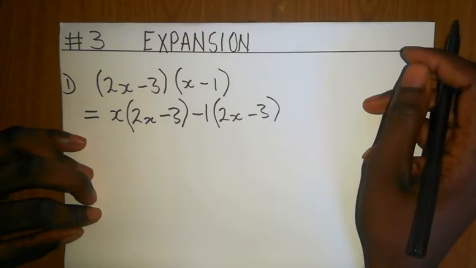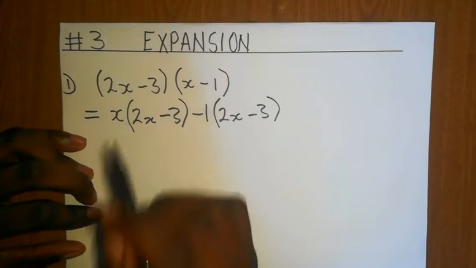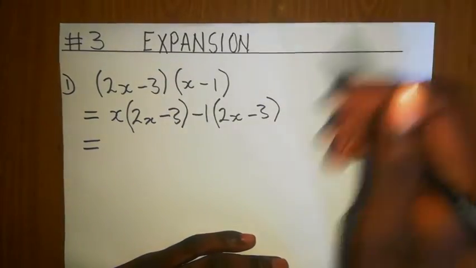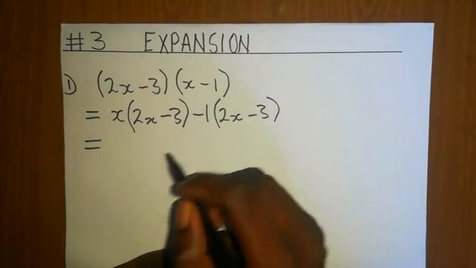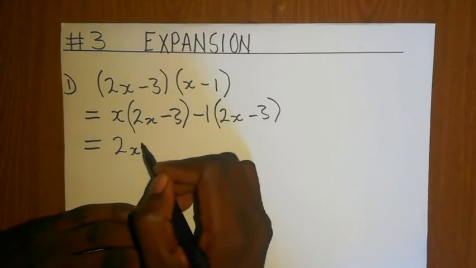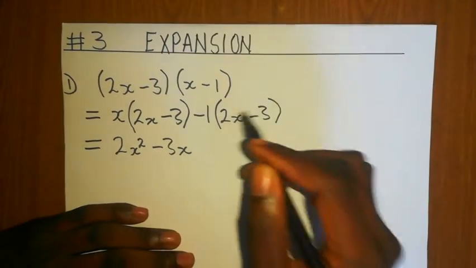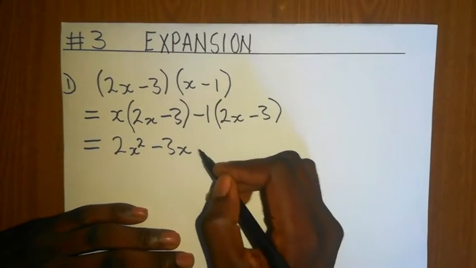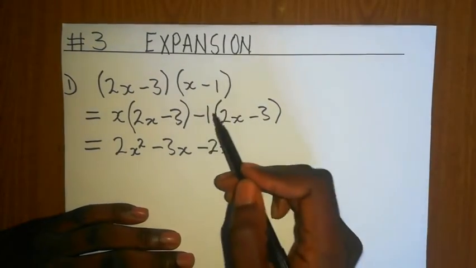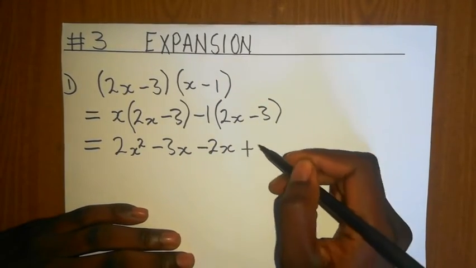Bear in mind, guys, avoid making silly mistakes, especially considering the negative signs. I know most of the students have a phobia of doing something right when it comes to these negative signs. So x times 2x equals 2x squared. x times negative 3 is negative 3x. Negative 1 times 2 is negative 2x. Negative 1 times negative 3. Make sure you won't make a mistake here. Negative 1 times negative 3 is equal to positive 3.